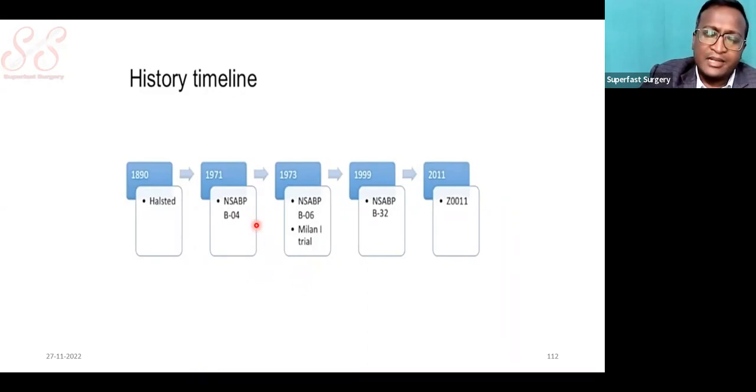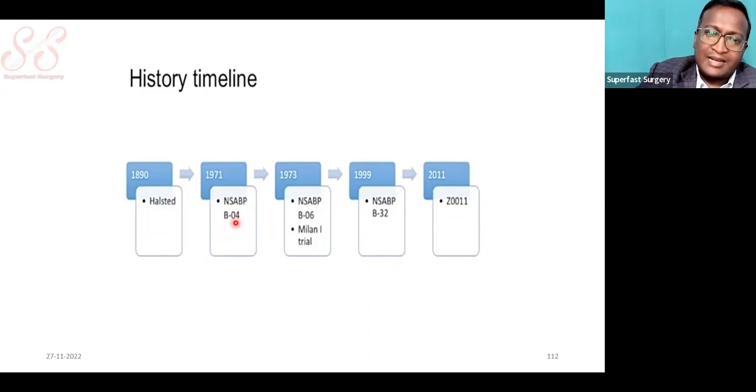Another important thing: after NSABP B04 it was established that modified radical mastectomy was equally good in terms of overall survival when compared to the radical mastectomy of Halstead, because the survival was similar and the outcome was better. There was less morbidity.